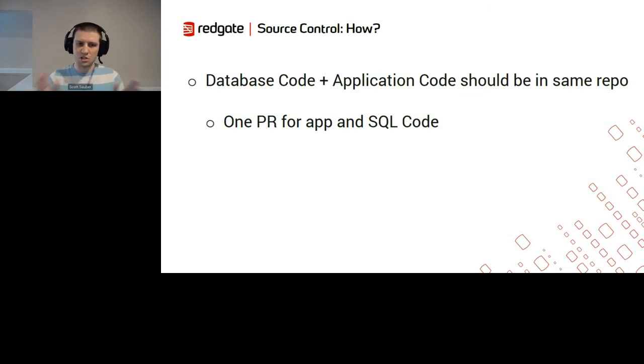And you don't have to do this dance where you have to get it merged. You might have a coordination problem where you have two pull requests in two different repos for the database code and the application code, and you need to get those merged in a very particular order. So if you put them all together in the same repository, you can have one pull request for both the application code and the SQL code. But again, that's just my preference. You don't necessarily have to do that.